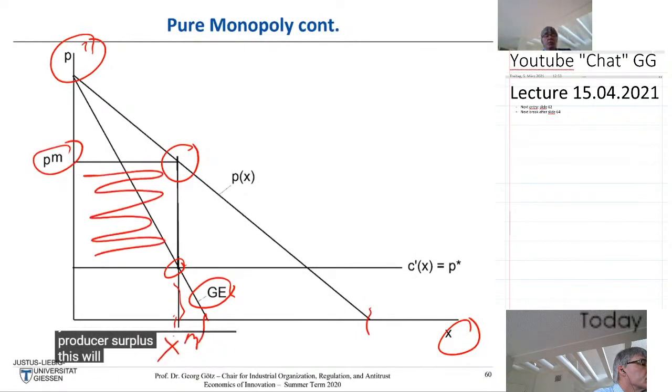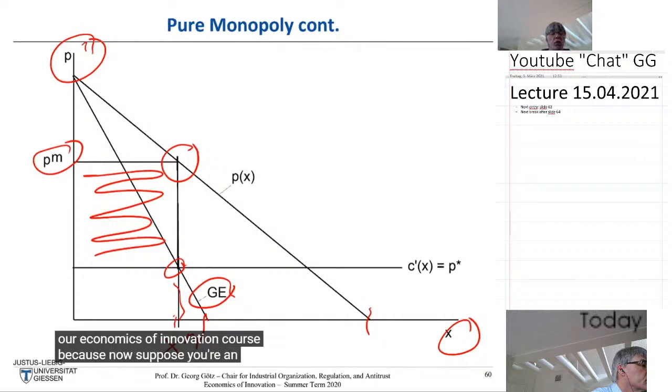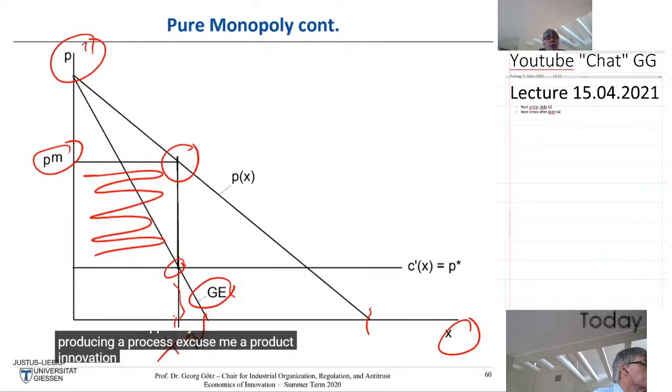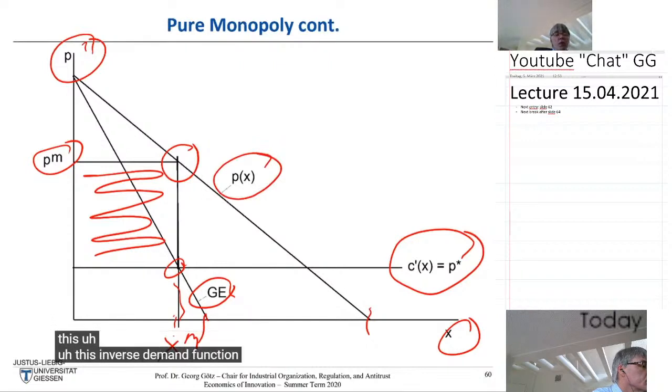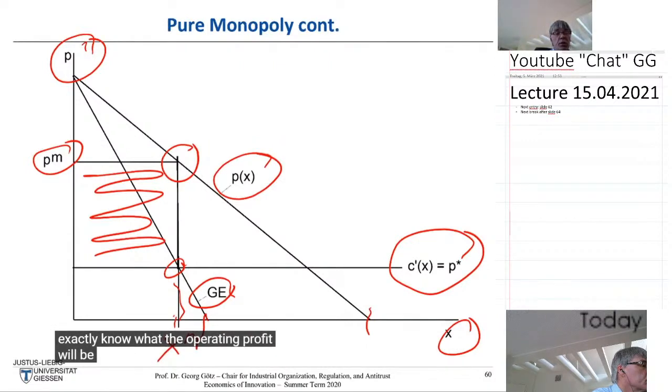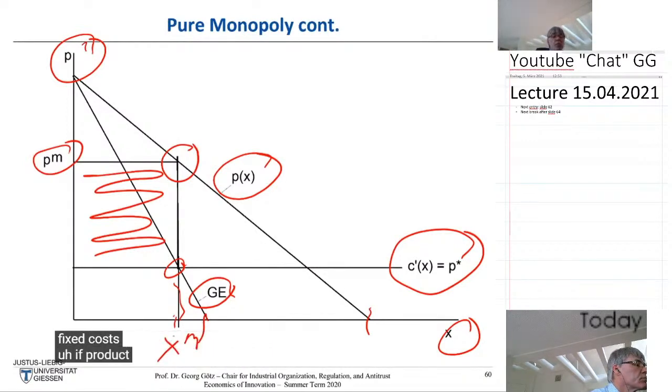This is producer surplus. This will be a very important measure in our economics of innovation course, because suppose you're an innovator producing a product innovation, bringing a new product to the market, and this new product has marginal cost like this, and you face this inverse demand function. You exactly know what the operating profit will be. This rectangle here is the producer surplus, and of course, you will only be willing to introduce this product innovation if product development costs, which are fixed costs, are smaller than this area. And we will get back to this kind of argument once we discuss the Arrow model.